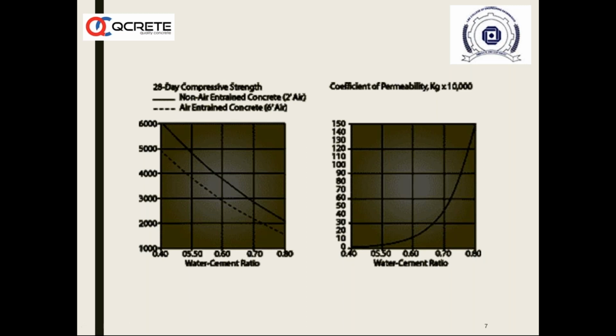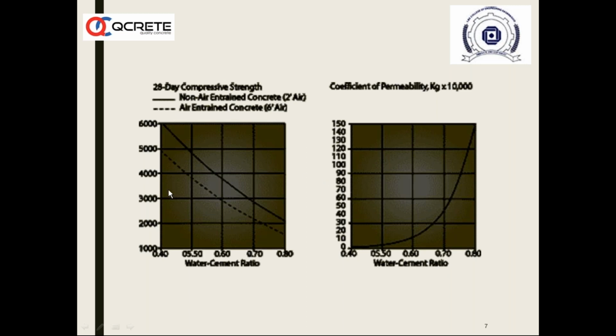If you pour water, you collect it at the bottom. So who needs such a concrete? Nobody needs such a concrete with high water cement ratio. If you are making concrete with high water cement ratio, you are going to have the lowest strength and highest permeability, which means the durability is tremendously affected.